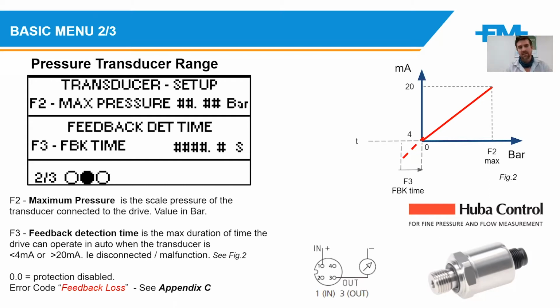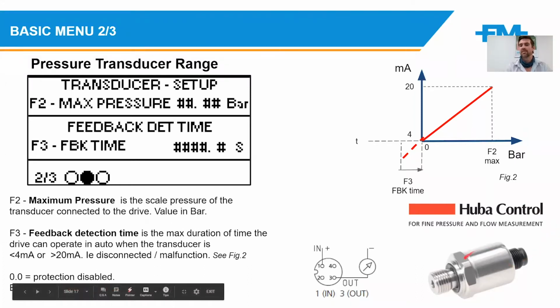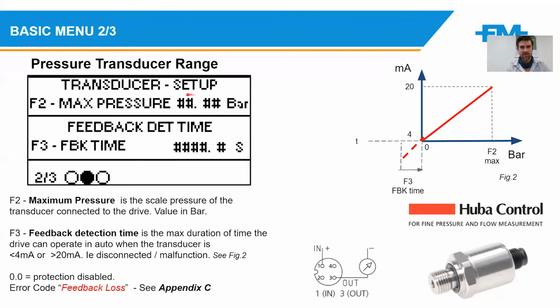Normally, I would double check this off a mechanical gauge that's typically on the system as well. But if you just enter in the correct parameters, as you would see on the actual transmitter itself, into the pressure range that the drive would need, the system should be calibrated accordingly.